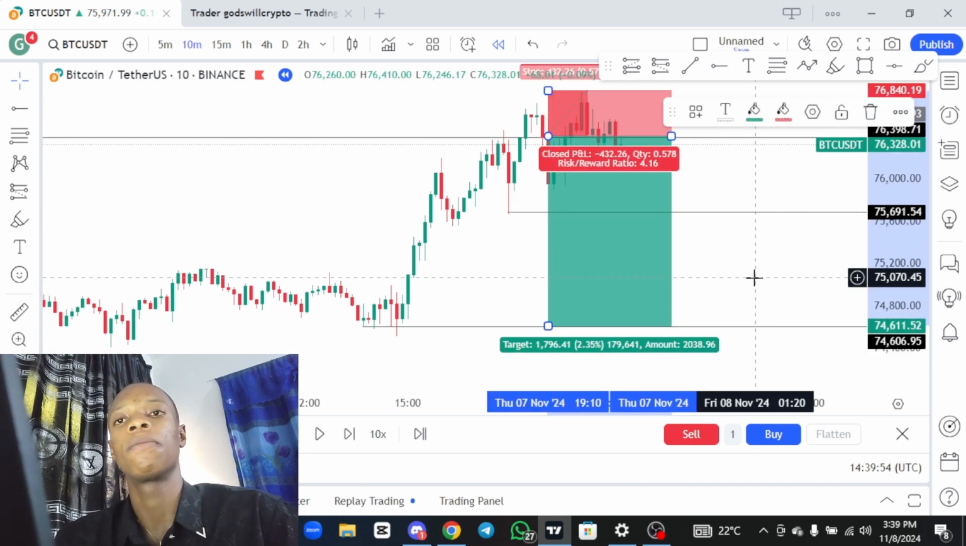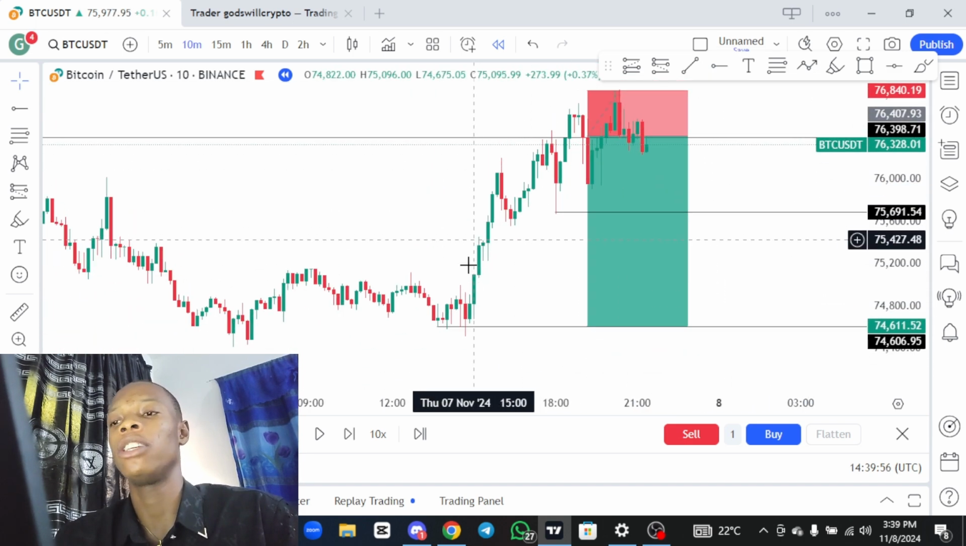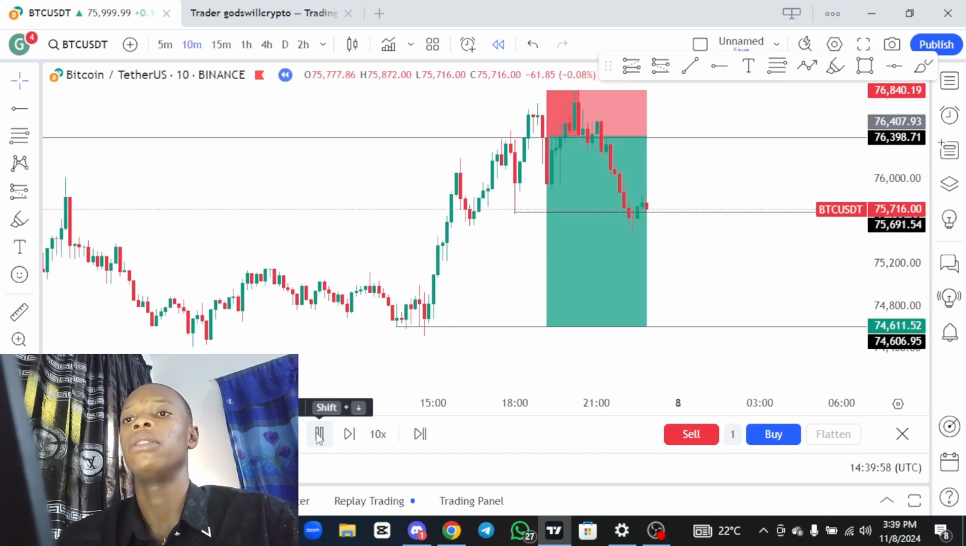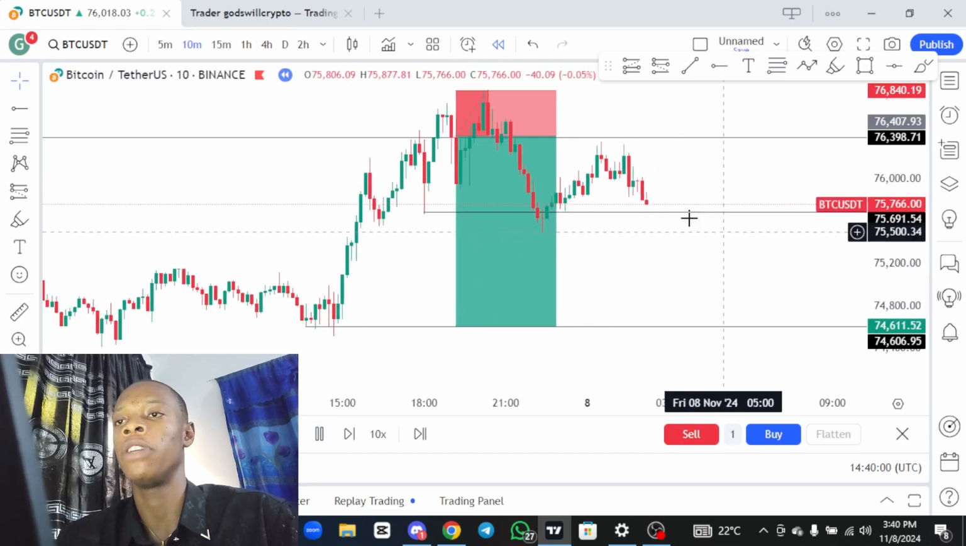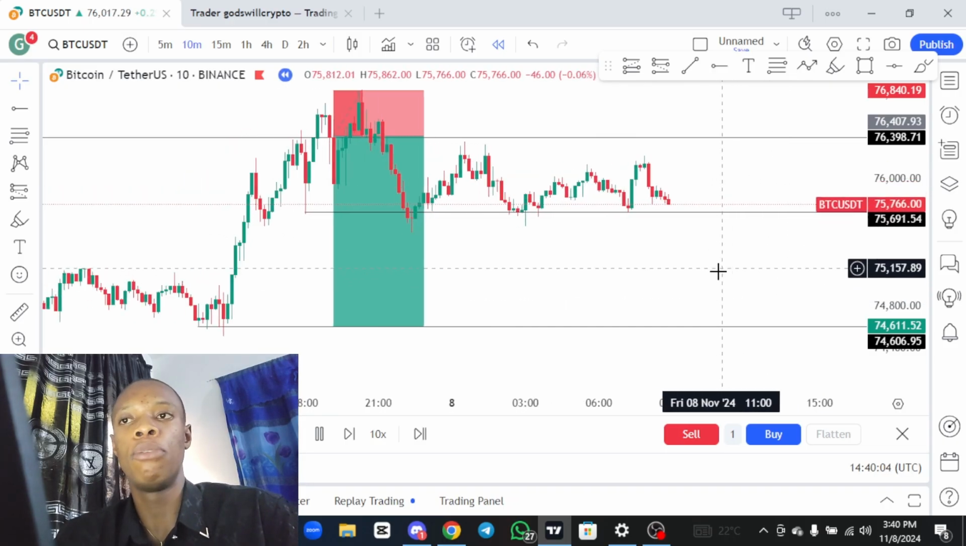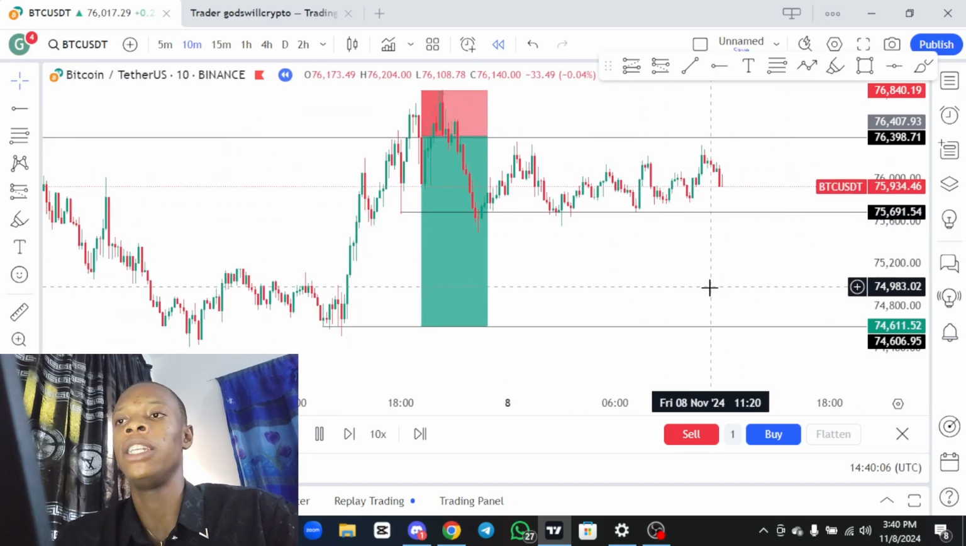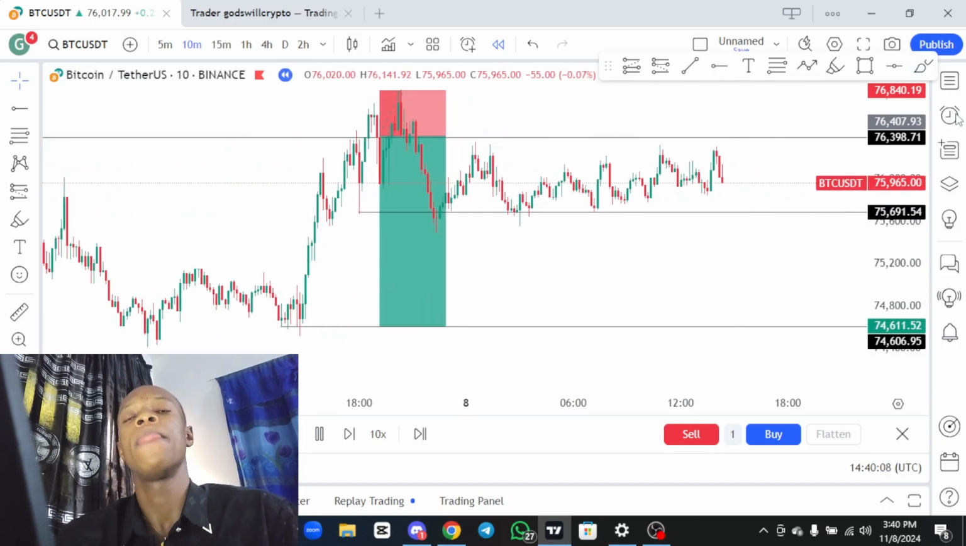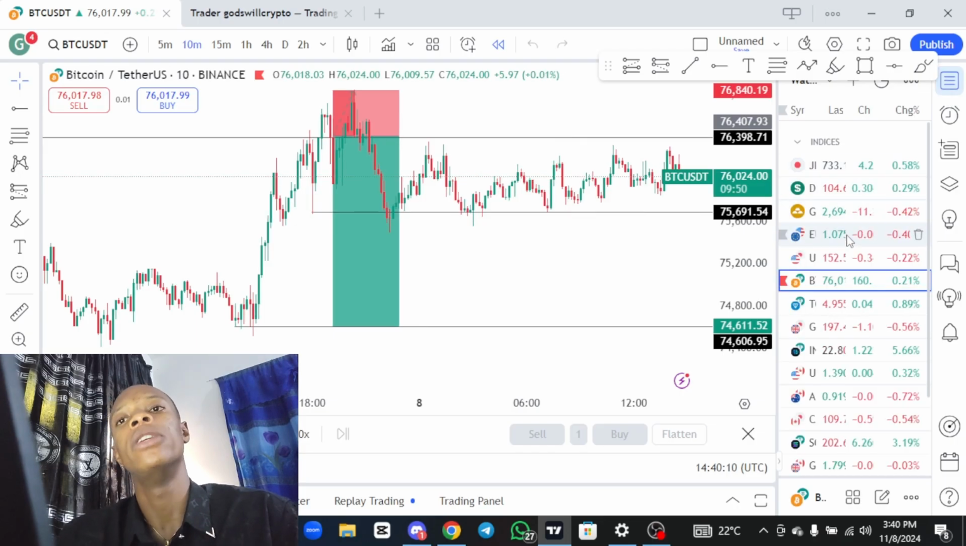Simple and easy. You can easily see, with a very tiny stop loss, what the price did. It literally smashed the first take profit, and it's now still moving down to the second take profit. Right? Simple, easy, and straight up. You can easily see this clearly for yourself. Now let's take another example, then we end the video.